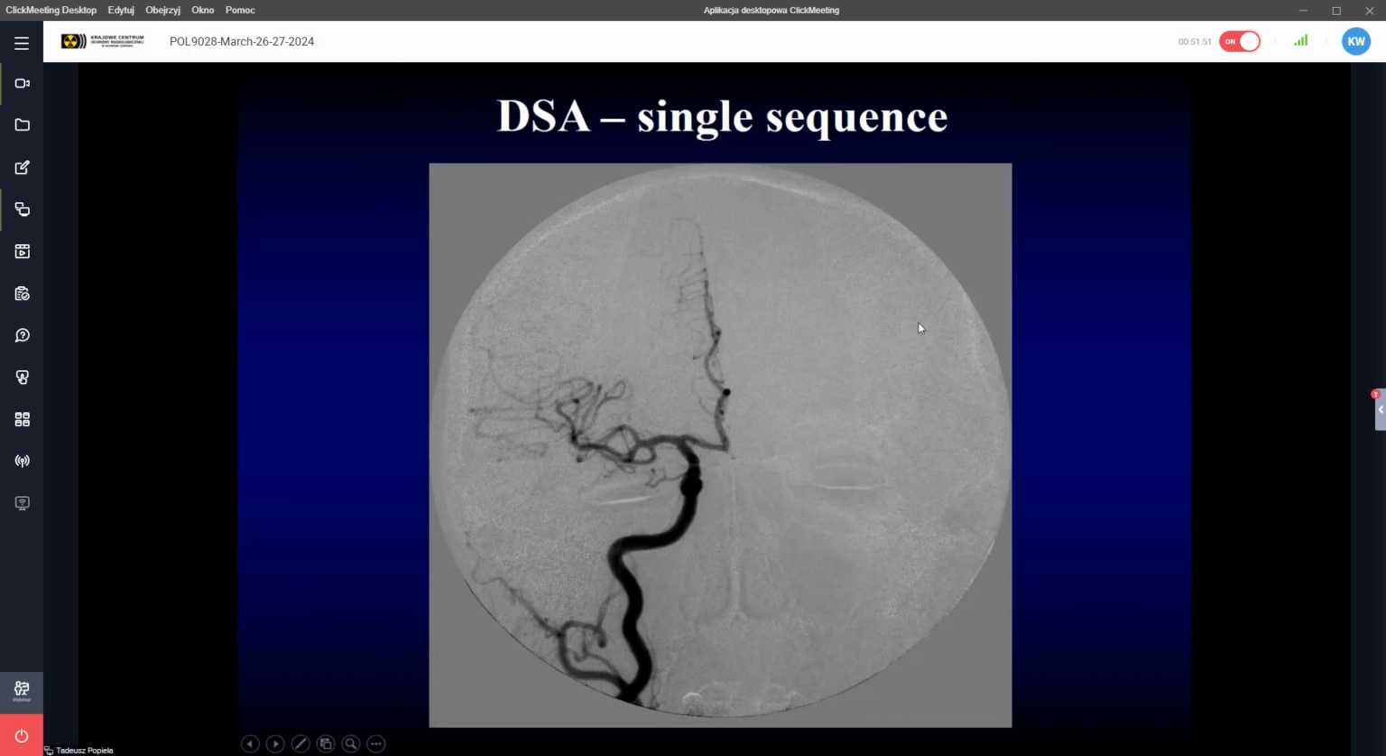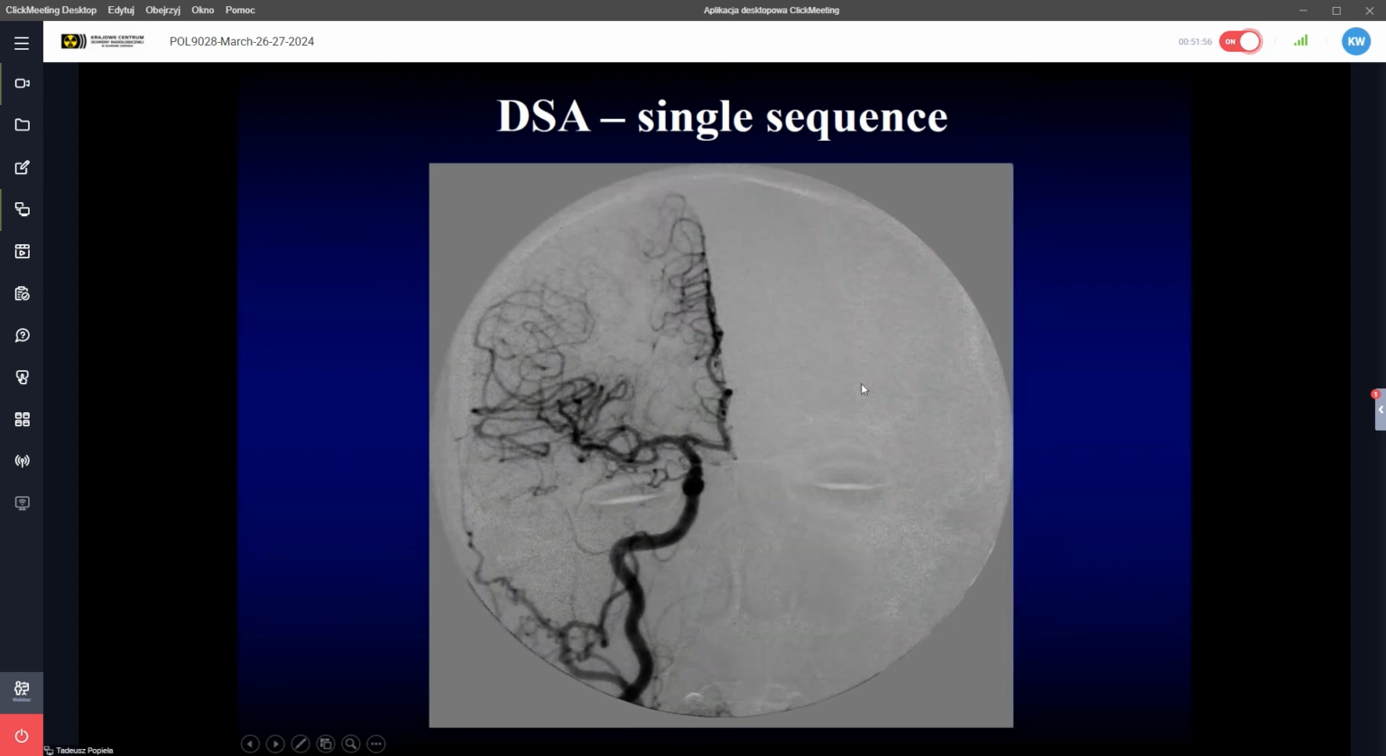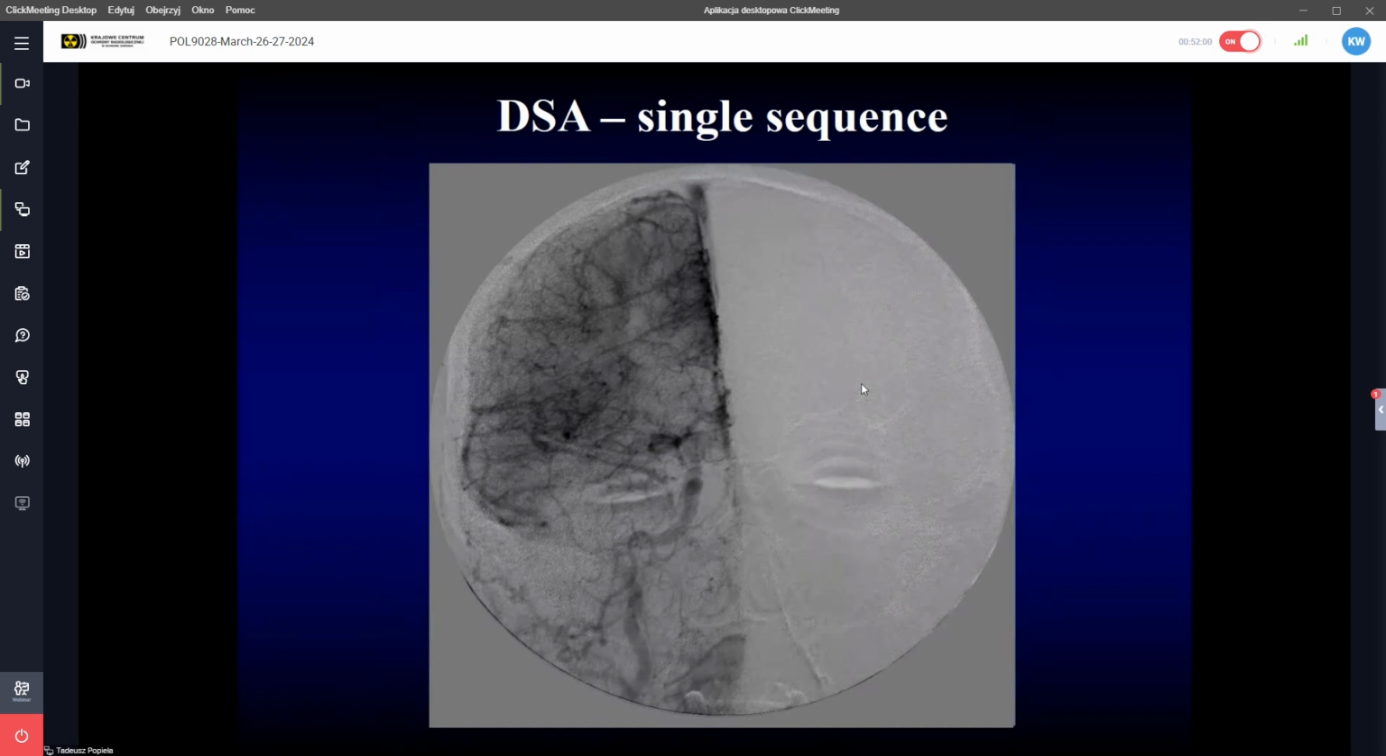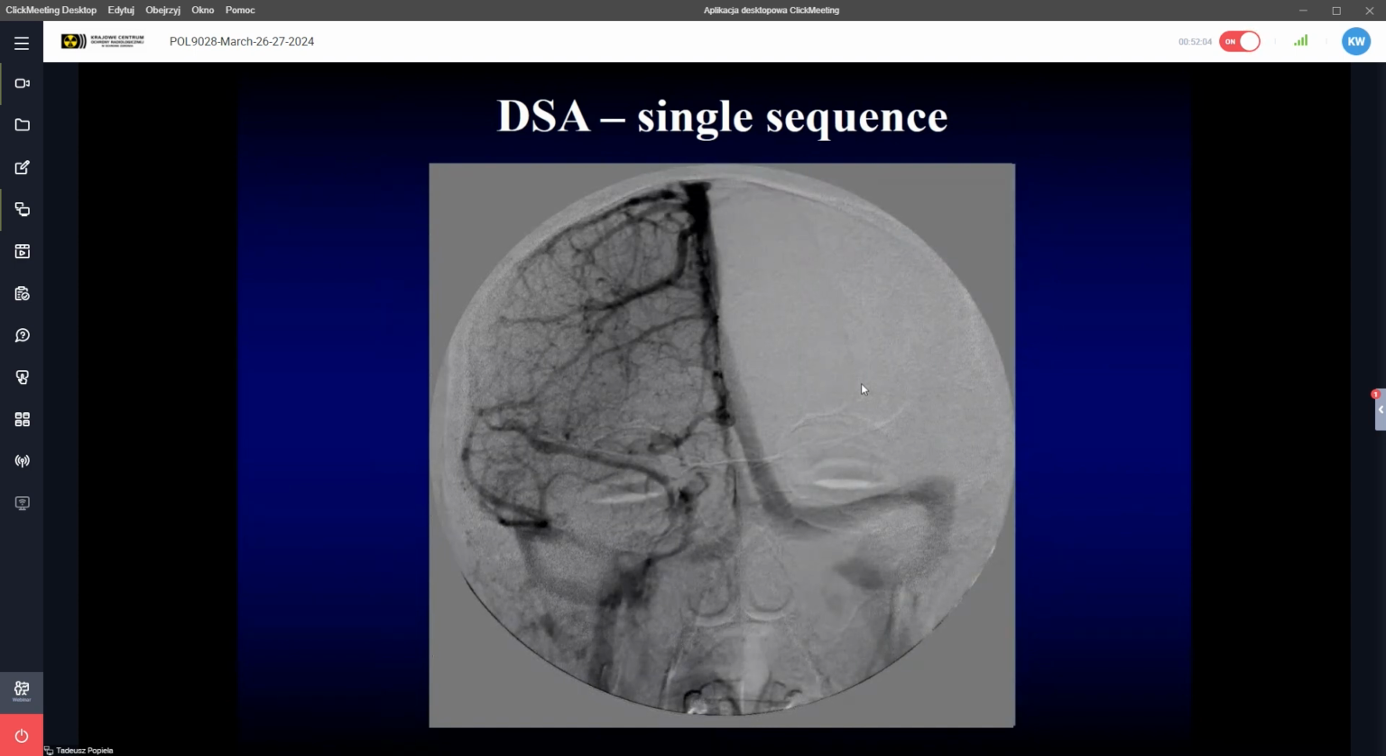DSA we can perform as a single shot, single sequence. And again, the vascular system of the brain is quite nice, because if you want to see both the arterial and venous systems, it is enough to inject the contrast agent into one of the arterial trunks, wait several seconds, and the contrast will come back by the veins, showing, by the way, the whole vein system. So during one injection, we can see the arteries and veins at the same time.